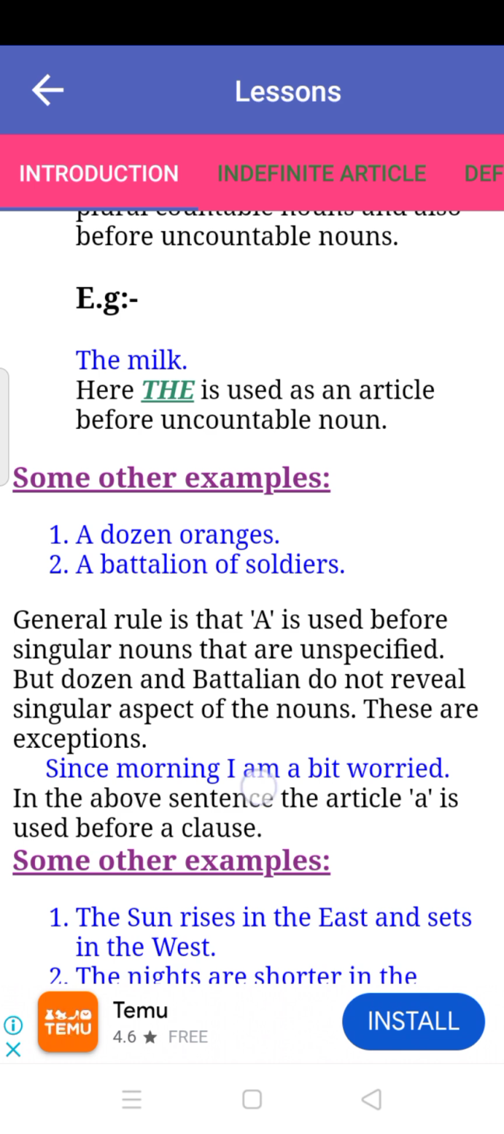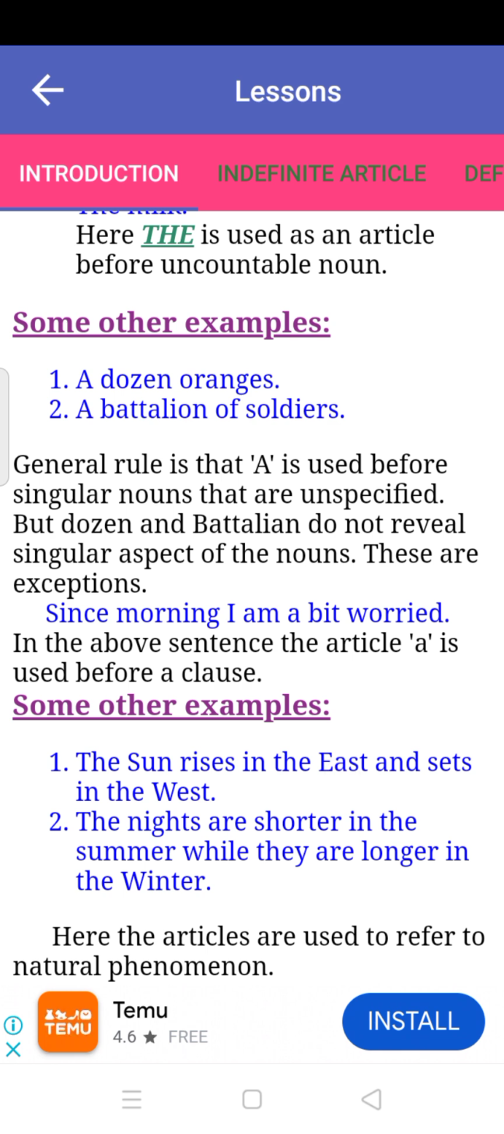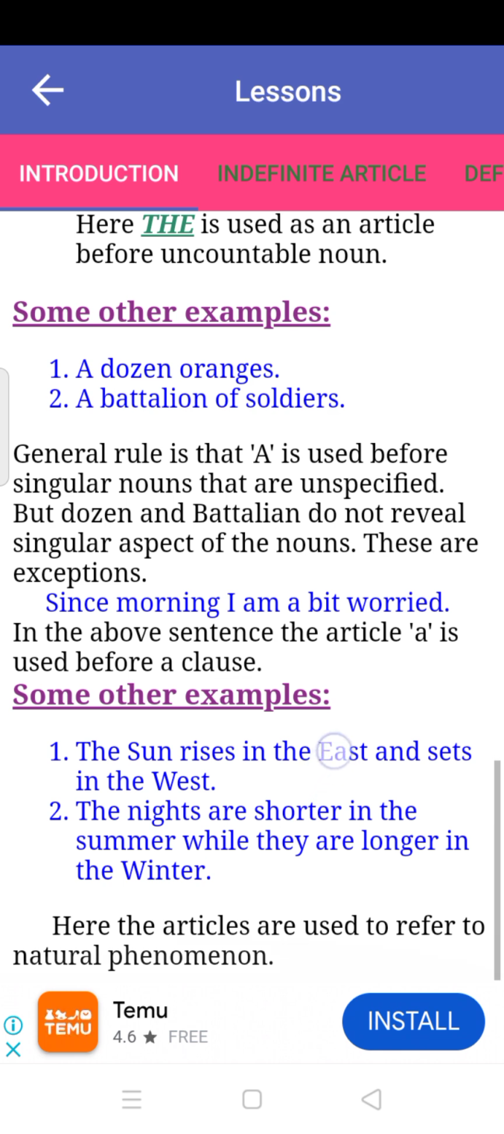Some other examples: a dozen oranges, a battalion of soldiers. The general rule is that a is used before singular nouns that are unspecified, but dozen and battalion do not reveal the singular aspect of the nouns. These are exceptions. Since morning, I am a bit worried. In the above sentence, the article a is used before a clause.